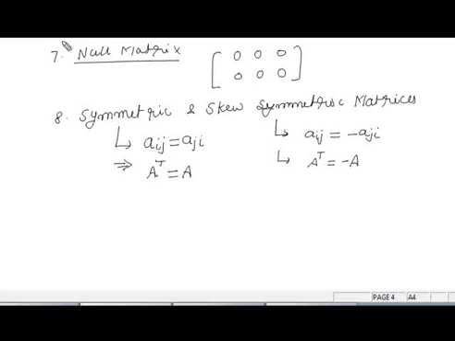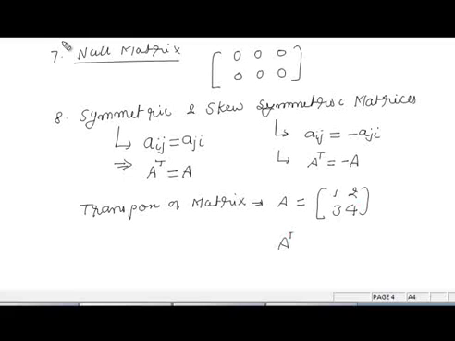So before going to that, we need to understand what A transpose is. A transpose is nothing but the conversion of rows into columns and columns into rows. Let's say, for example, the transpose of a matrix. Let's consider this example 1, 2, 3, 4. Then the transpose can be written as 1, 2, 3, 4. So you can see this row is represented here in the form of a column.